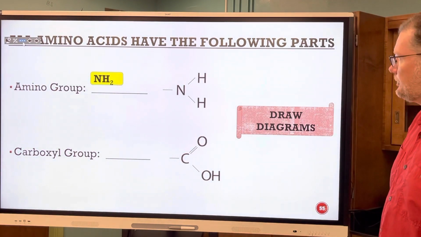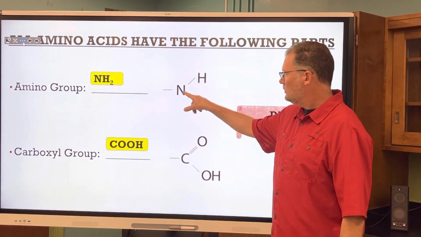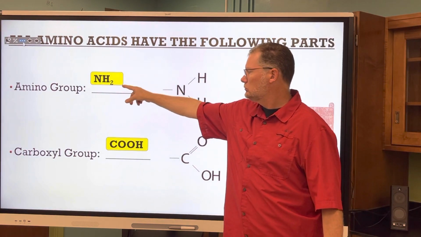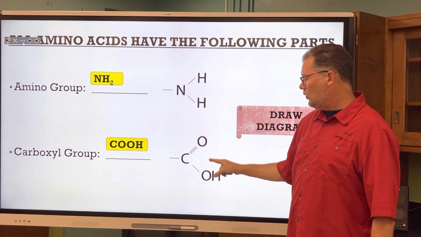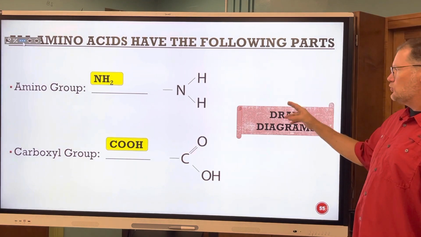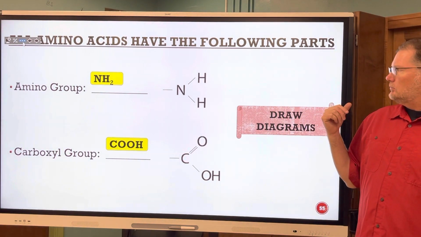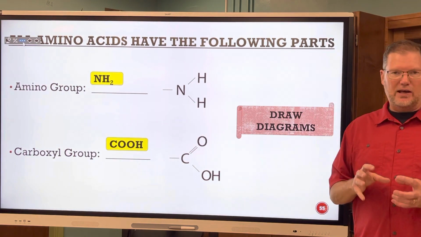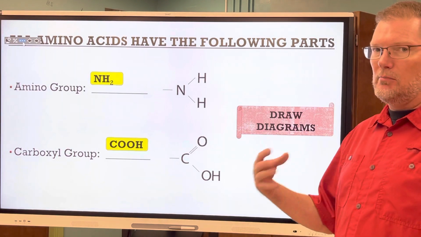So you've got NH2 for the amino group and COOH for the carboxyl group. Those are, and you should draw the diagrams as well. So these make up an amino acid. And again, the amino acids make up proteins.